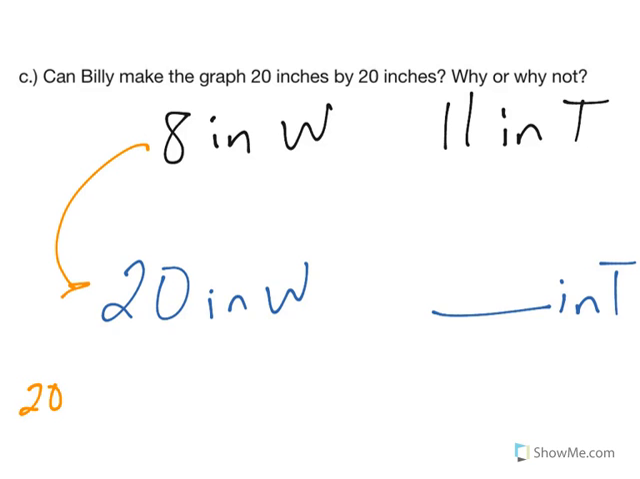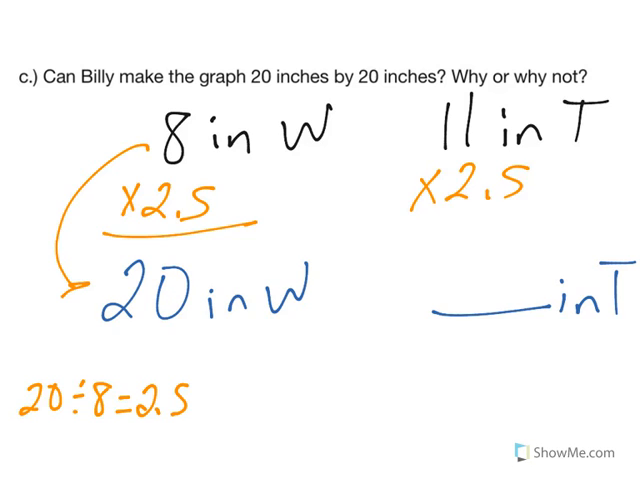But if I work backwards and take 20 divided by 8, that gives me 2.5, which means 8 times 2.5 gives me 20. And if you don't believe me, try it, right? Because I can go the other way. 8 times what gives me 20 means 20 divided by 8 will give me 2.5. So, based off what we did in the last two problems, if I multiply 11 by 2.5, it should be 27.5 inches tall, which means the answer to this problem is no.